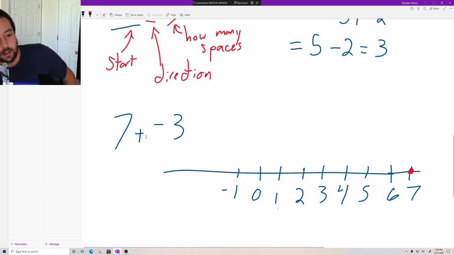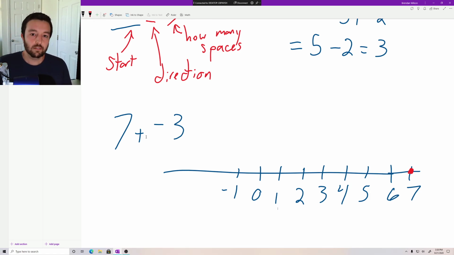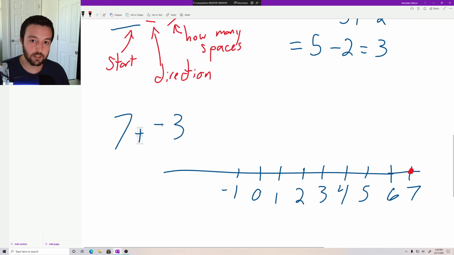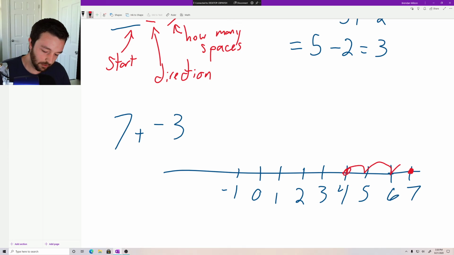Okay. So the negative always changes our direction. Here we have the plus telling us to go to positive, but the negative says to reverse that. So whatever direction the first sign was telling us to go in, the negative reverses it. So we're going to end up going to the left 3, and then we're going to end up at 4. Okay.